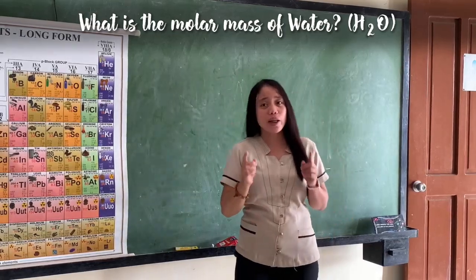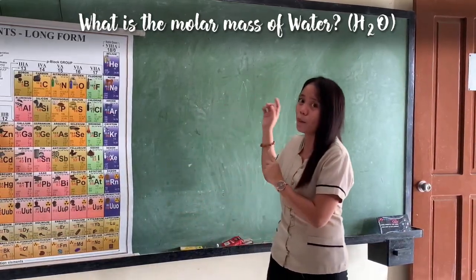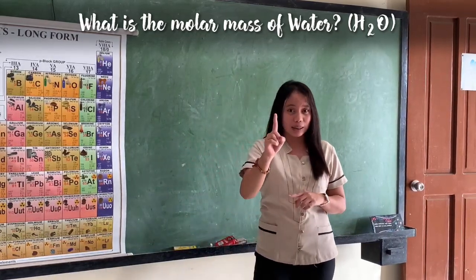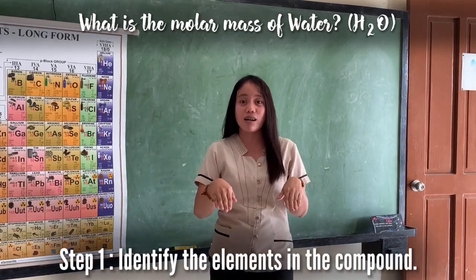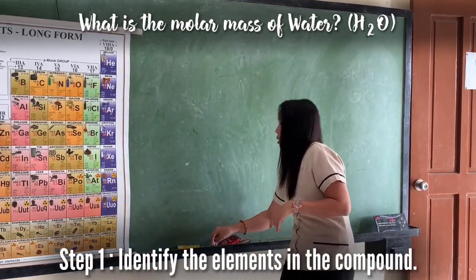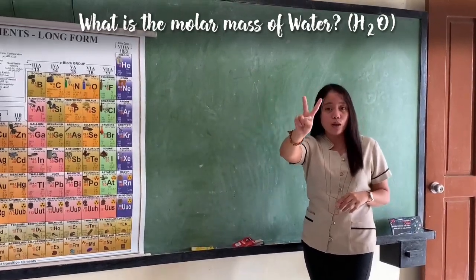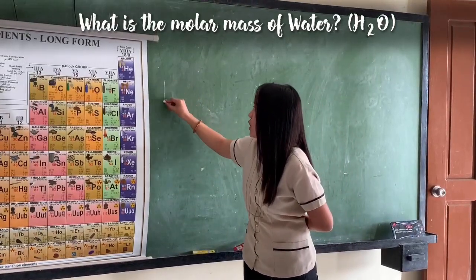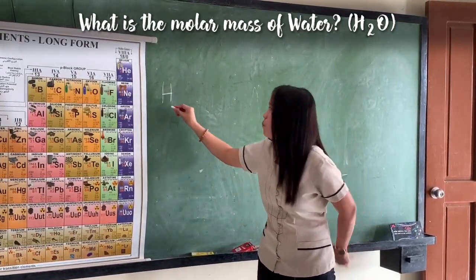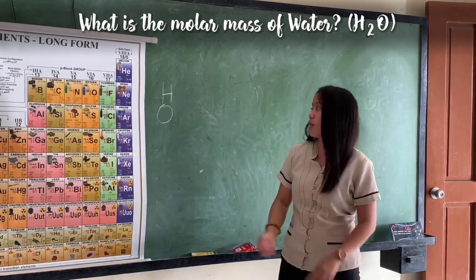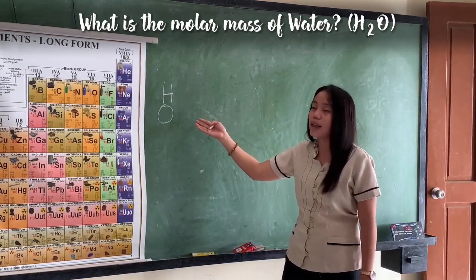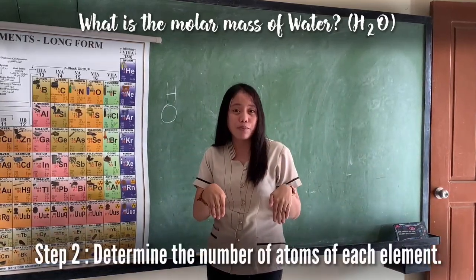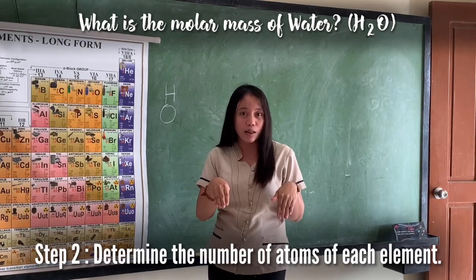H2O. Before we're able to solve for the molar mass of that given compound, we need to remember the following steps. Step number 1. Identify the elements of the given compound. In the given problem, we have 2 elements in H2O. We have the hydrogen and we have the oxygen. After identifying the elements, let's proceed to step number 2. Step number 2, determine the number of atoms of each element.